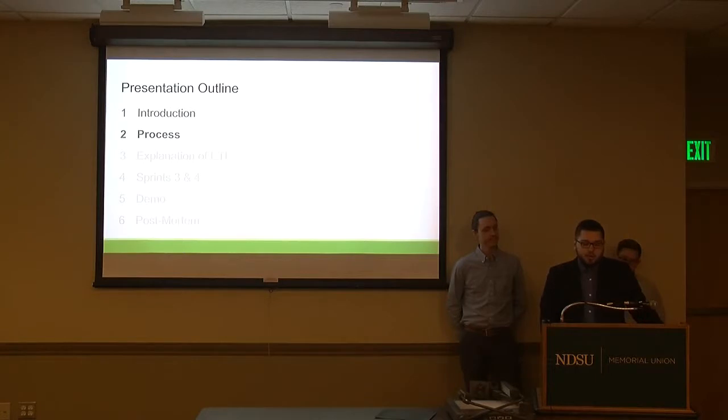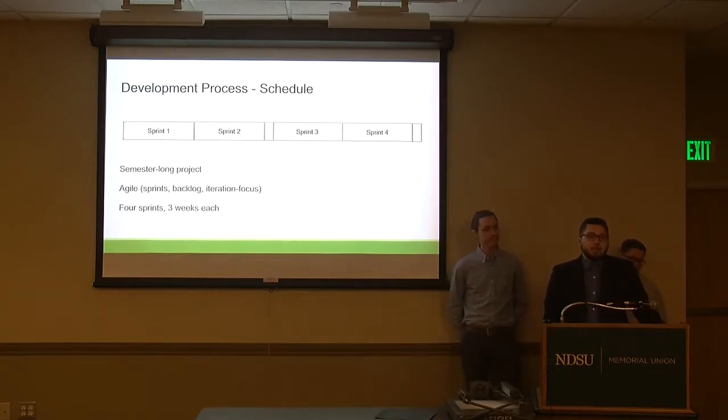Now the process, we took an agile approach. So that means we had sprint reports, we had a backlog that we were maintaining, as well as burn down charts. We divided our semester-long project into 4 sprints, each being 3 weeks, and that included 2 project team meetings, one in the beginning and one at the end. Additionally, we also had a sponsor meeting every Tuesday.